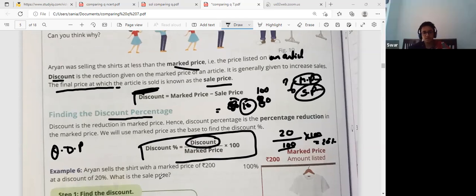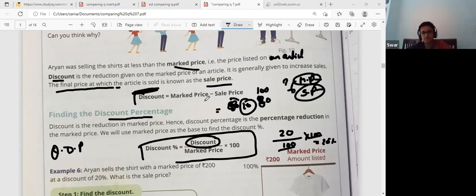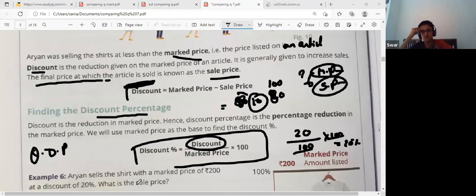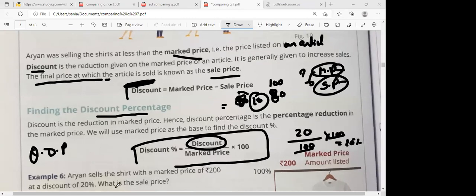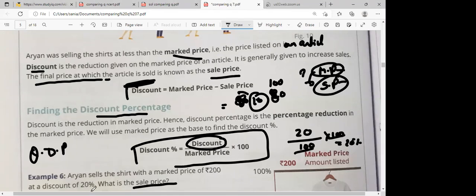Ma'am, is the sale price discount plus mark price? Yes. Okay, ma'am. So first of all, what will you find? You have to find the sale price. But how do you find the sale price? First you will find the discount. No, we already have the discount percentage. So from this formula, first of all, you will find the discount. And once you get the discount, you will put the value here and here and you will get the sale price. Understood, ma'am.